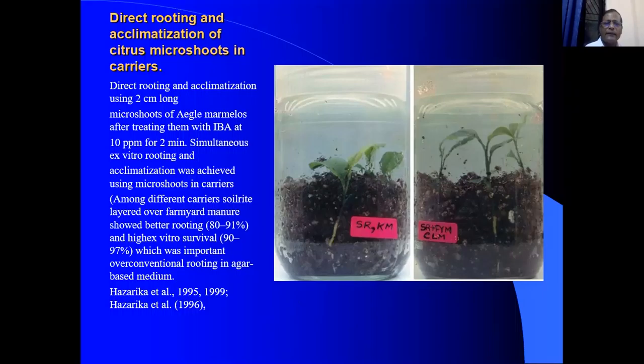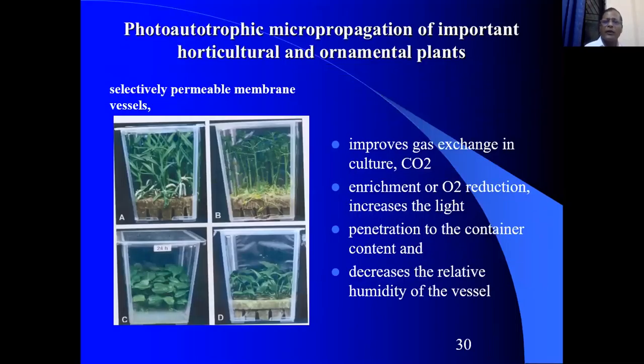And another is increasing the photoautotrophic micropropagation. Here we improve the gas exchange in the culture, with carbon dioxide enrichment, and enrichment of oxygen, increase the light penetration of the container content, and decrease the relative humidity of the culture vessel. This is all done in photoautotrophic micropropagation, and thereby the survival percentage increases in different plants.